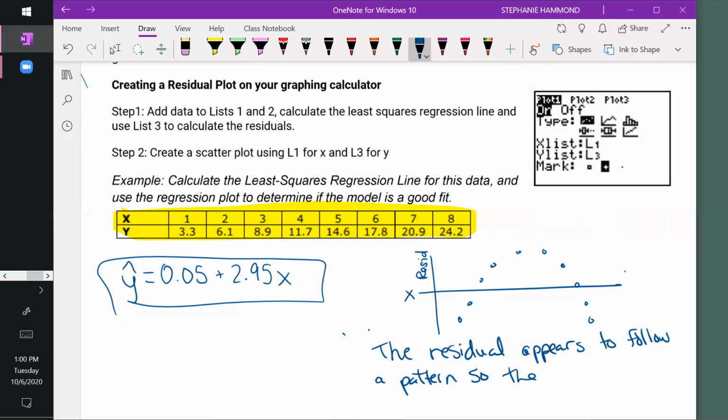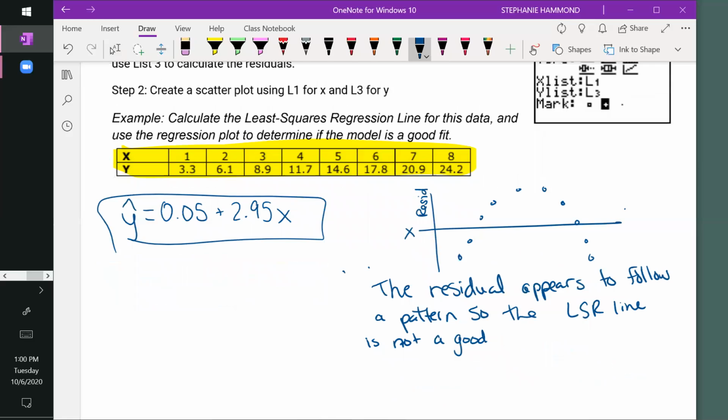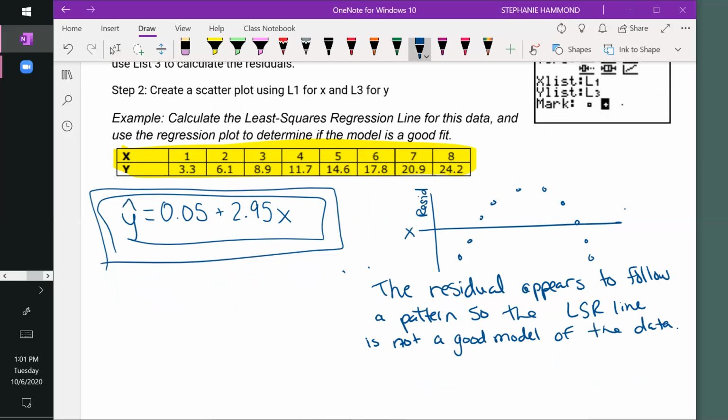So the least squares regression line, I'll just write it this way, the least squares regression line is not a good model of the data. Okay, so I could even just write, this is the least squares regression line, but it's not gonna fit this data very well. So, and that's it for 3.2.